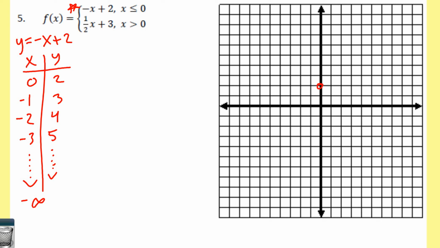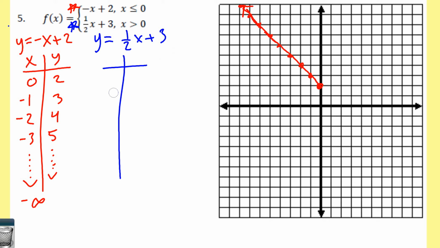So 0, 2, negative 1, 3. All right. And as we can see, our slope is negative 1. And that's what we had over here. The slope is negative 1. All right, so let's do the second equation. We get y equals 1/2 x plus 3. Again, sometimes it's just nice to have that table. Everything bigger than 0.